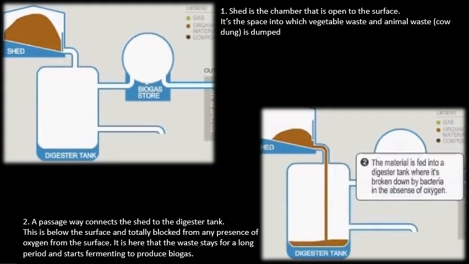A passageway connects the shed to the digester tank. This is below the surface and totally blocked from any presence of oxygen from the surface. So that's a very important point: the shed is connected to oxygen, the digester tank is not. It's here that the waste stays for a long period of time, starts fermenting, and produces biogas.